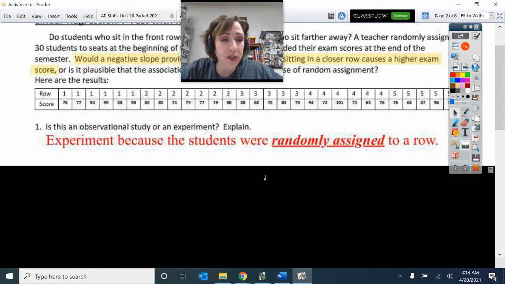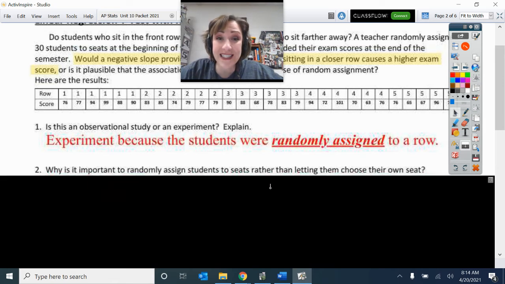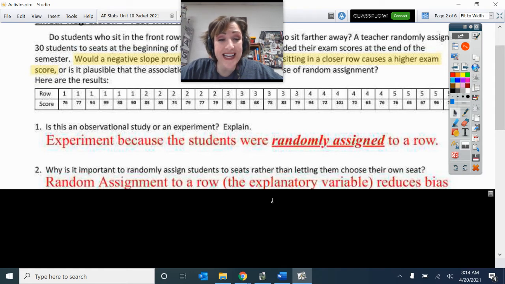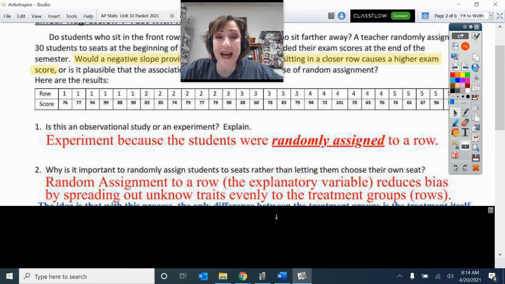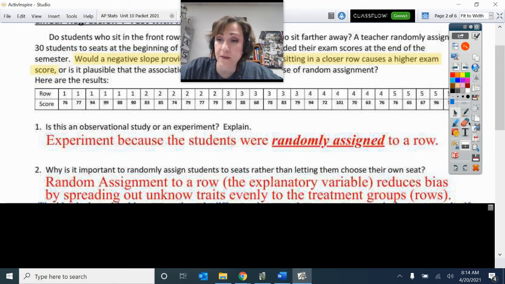Okay, so next question. Why is it important that the teacher, to do this experiment, had random assignment to seats rather than letting them choose? Well, I just kind of talked about that. So remember, we need to say we randomize to reduce bias. So random assignment to a row, that explanatory variable, reduces bias.